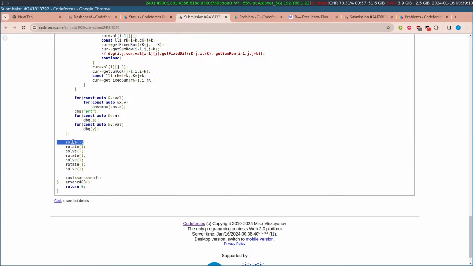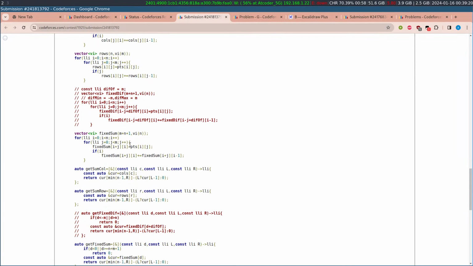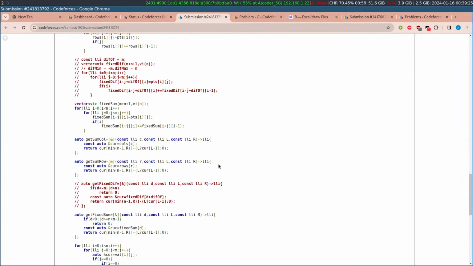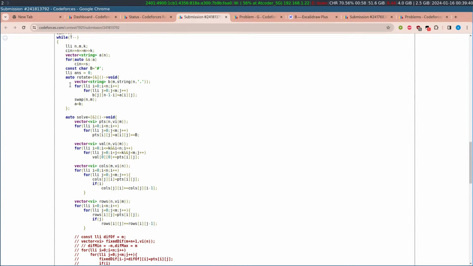And the idea is: find the optimal answer, rotate by 90 degrees, find optimal, rotate 90, find optimal, rotate 90, find optimal, print the answer. So this removes all the extra logic you have. And now when I'm looking at the coordinates, my points[i][j] is 1 if that coordinate has a bomb and 0 otherwise.